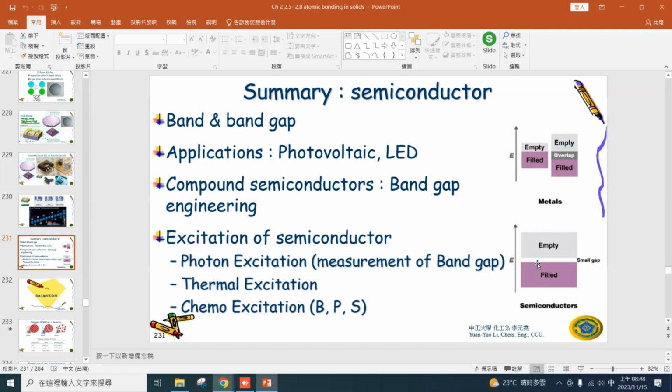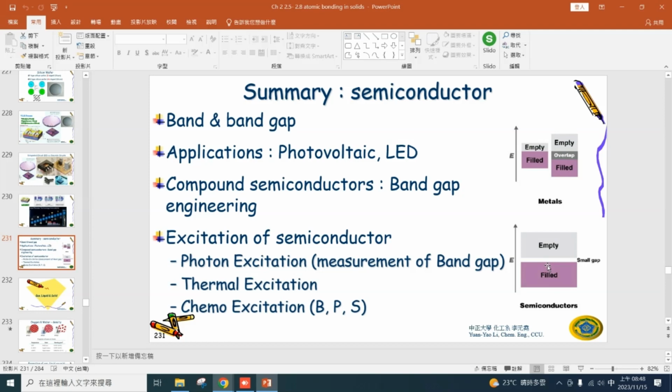And we also introduced band gap engineering. You know, we can tune the band gap by using different types of semiconductors and putting them together. This is what we call compound semiconductors.